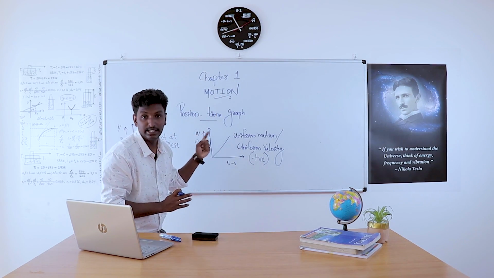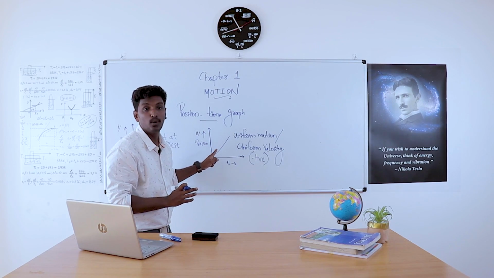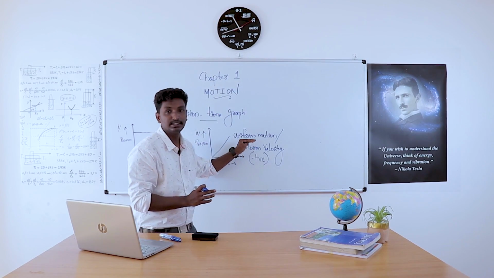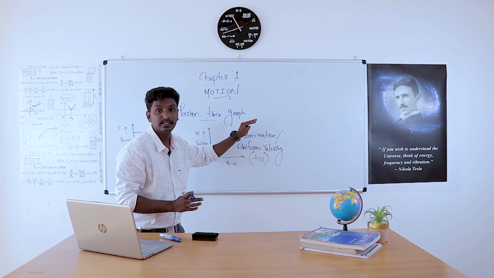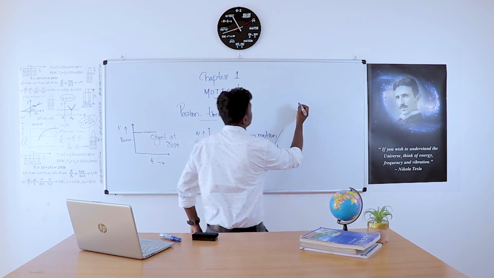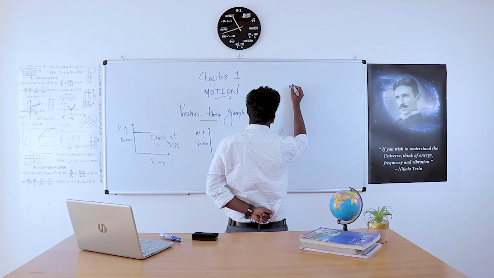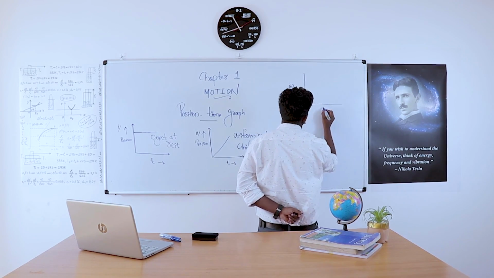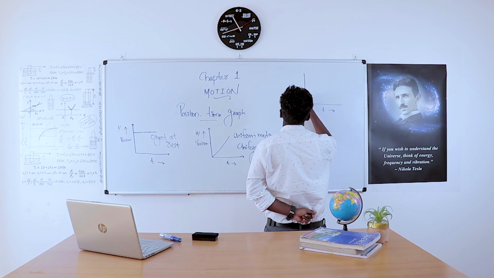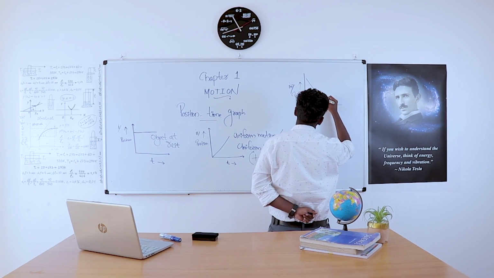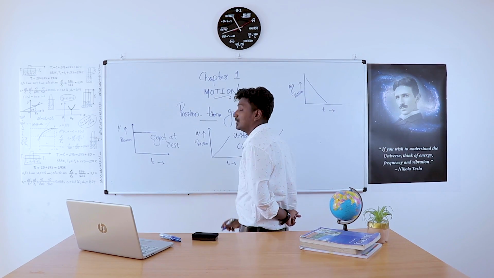If we are getting a graph starting from the origin and a straight line, then the nature of the graph is the object is moving with uniform velocity having positive value. Then the third one, third nature. Showing a graph, time along x-axis and position along y-axis. If we get a graph like this, it is also a straight line.